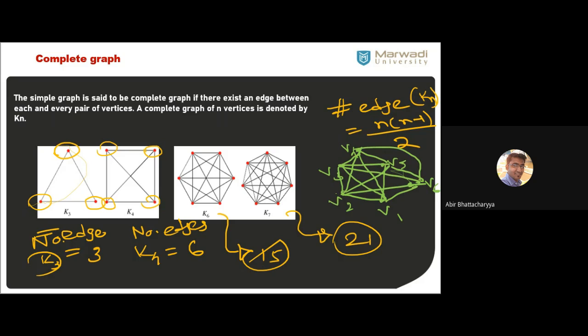If you calculate the number of edges, same as these two graphs. So how to draw it? It's an intelligent task. Don't try to draw arbitrarily.